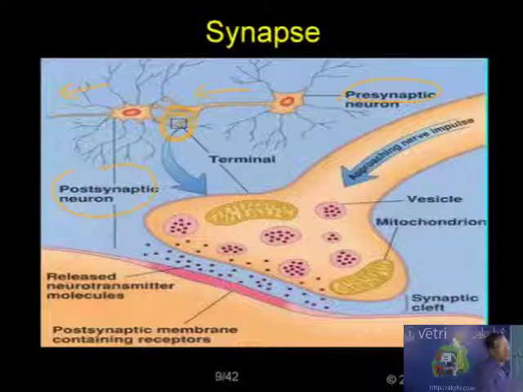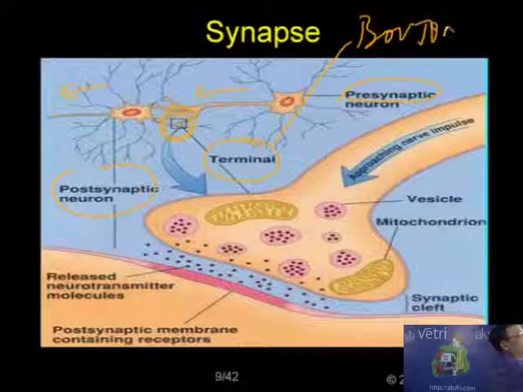Now it is being enlarged. This is the axon terminal, a bulb-like end portion. The bulb-like end portion of the axon is called the terminal. Now this is the direction of the impulse. Here we have the electrical impulses, conducted in the form of electrical impulses.